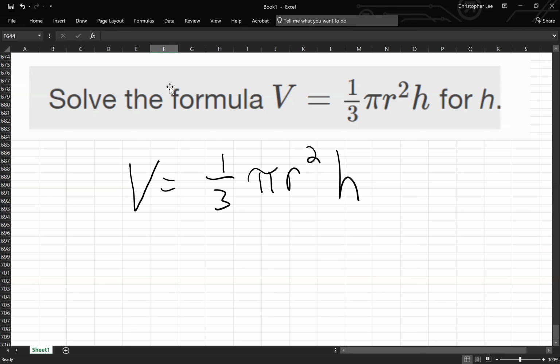This is all being multiplied to each other. So what should I do? Divide by 1/3. It's literally that simple. But what you do to one side of the equation, you gotta do to the other side of the equation.